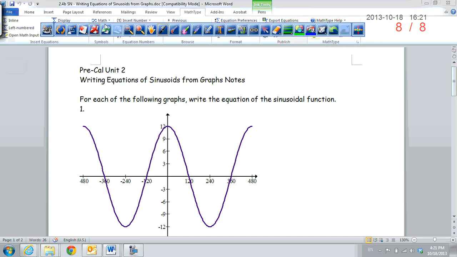All right, party people, we're going backwards today. So we're given the problem, we're given the picture, and we have to write the equation.